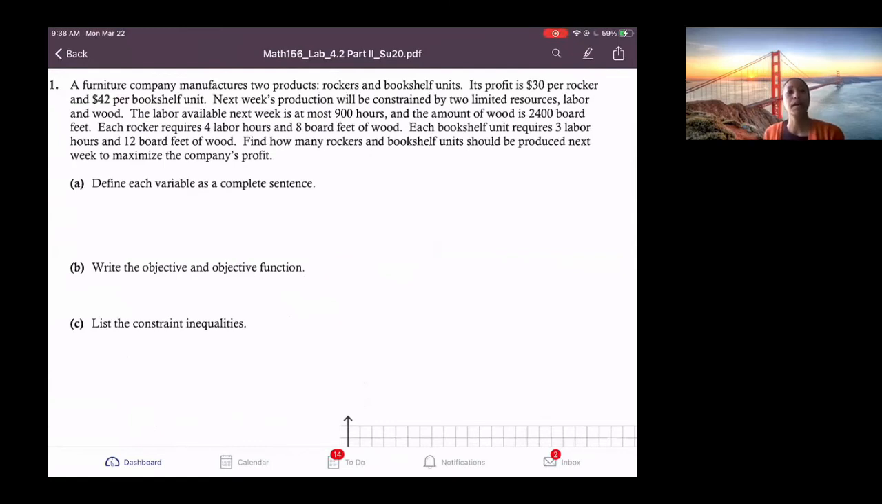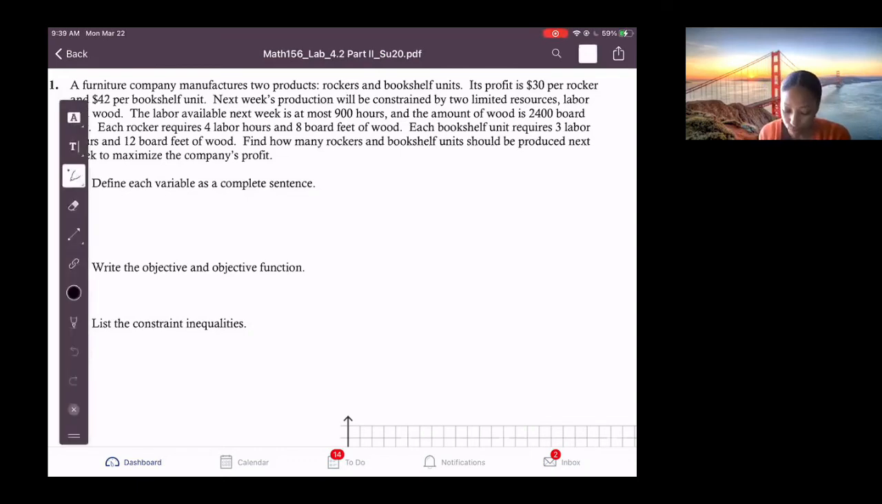In this problem, it says, a furniture company manufactures 2 products, rockers and bookshelves. The profit is $30 per rocker and $42 per bookshelf. Next week's production will be constrained by 2 limited resources, labor and wood. The labor available next week is at most 900 hours, and the amount of wood is 2,400 board feet. Each rocker requires 4 hours of labor and 8 board feet of wood. Each bookshelf requires 3 hours of labor and 12 board feet of wood.